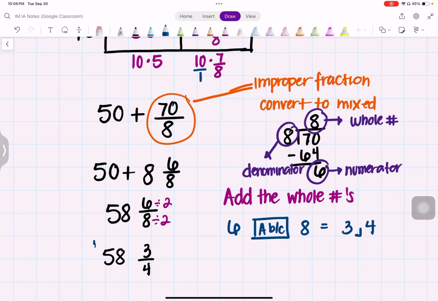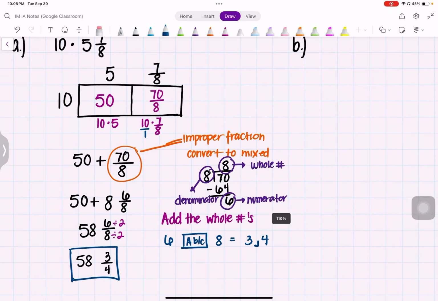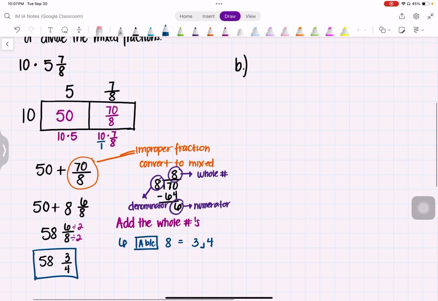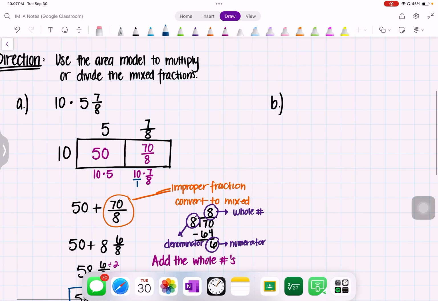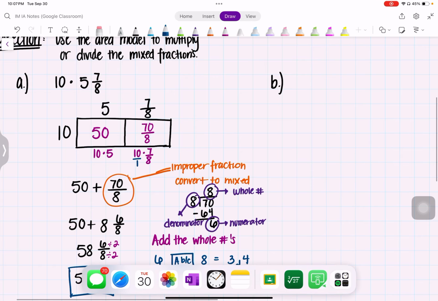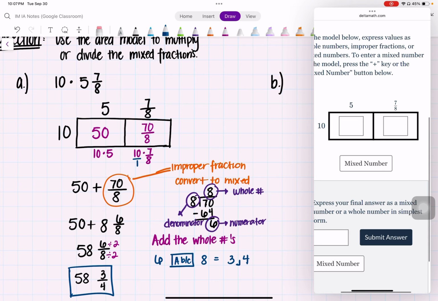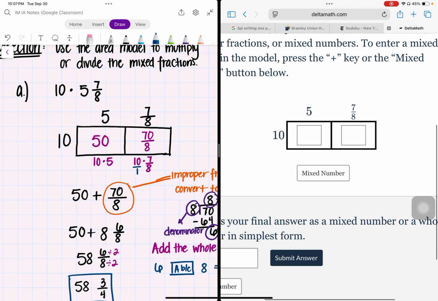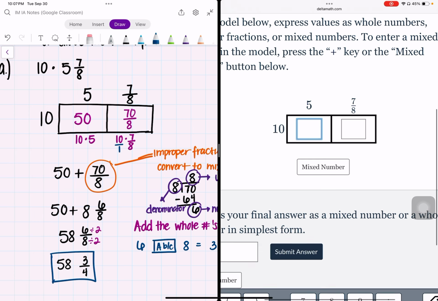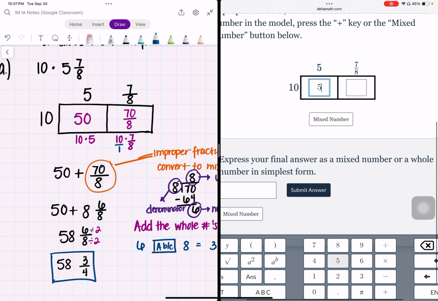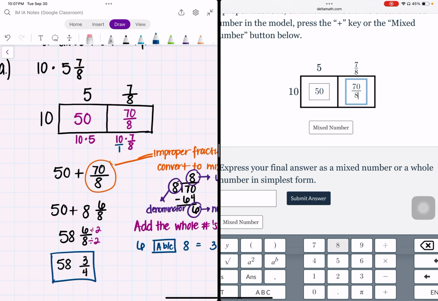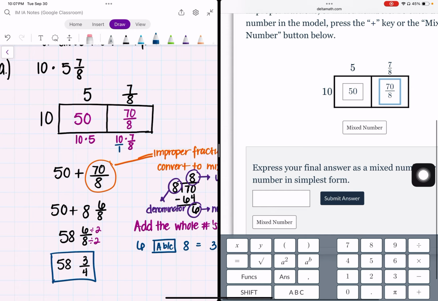Now, how it's going to be shown in this case, guys, on Delta Math. So can I pop it up here? Where is Delta Math? All right, so here we have it, right? So let's go ahead and see. So in here, I will be typing a 50 first. And then on this side, I will be doing 70 over 8. Once again, guys, I'm just filling out this part here. My answer, what I found it to be, was 58. And I'm going to go ahead and click the mixed number part.